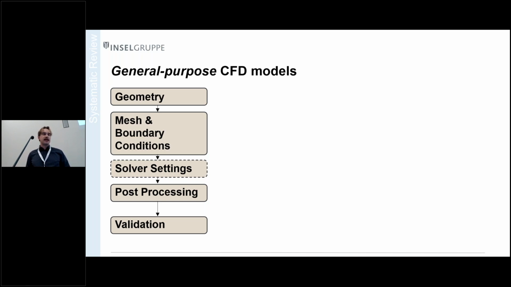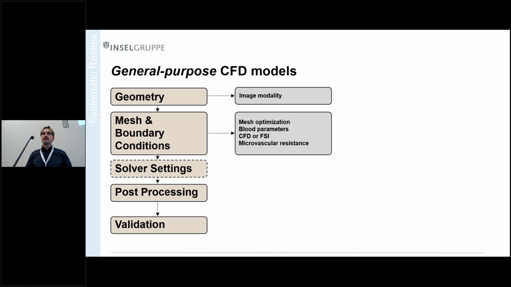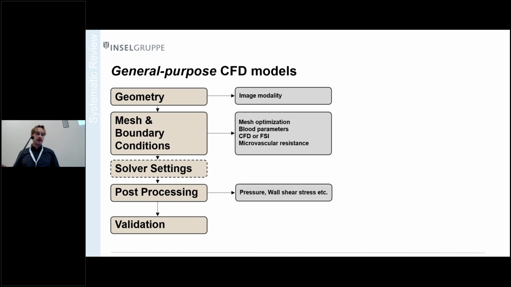And we compared them based on a standard workflow for CFD. So first we need to create some kind of geometry based on patient images. Here I would mainly like to focus on the image modality used. Then a mesh is created on which boundary conditions are applied. Here I want to say something quickly about mesh optimization, blood parameters, and then CFD or FSI, and a quick note on microvascular resistance. And then the actual flow is calculated with the use of a specific software. And from these obtained results, the desired parameters can then be extracted. So basically pressure, wall shear stress, which then should be validated against some kind of clinical data.